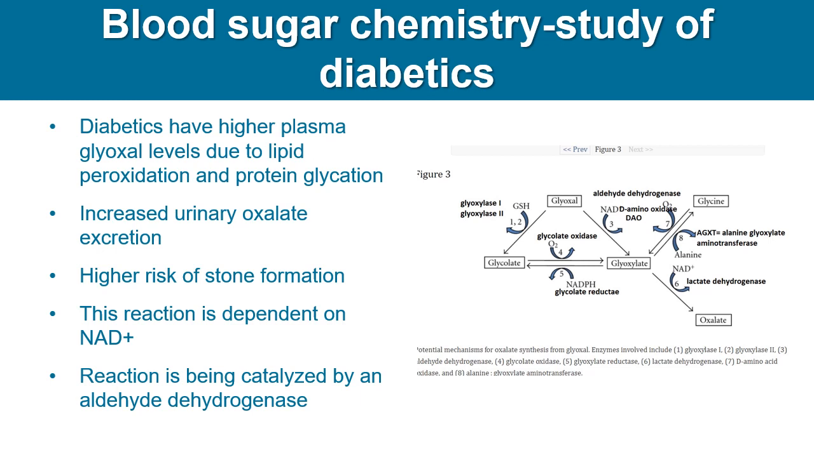And as you see, glyoxal requires glutathione right here via glyoxalase 1 and glyoxalase 2 to become glycolate. So if we don't have enough glutathione, it's possible that that glyoxal can form glyoxylate, and then there's a potential pathway that it can go into oxalate. And another enzyme that is interesting and involved in this conversion is aldehyde dehydrogenase as well.